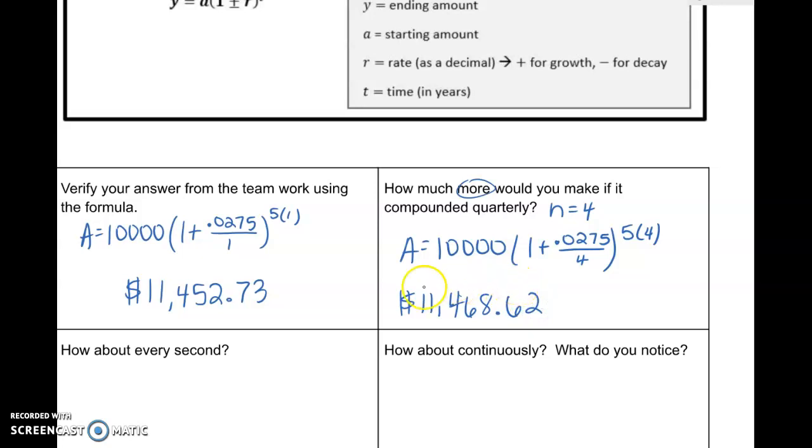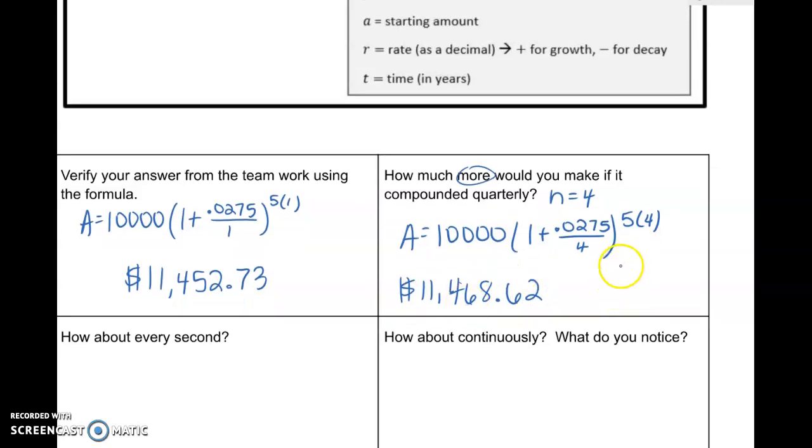So what I need to do is take this $11,468.62 and subtract my $11,452.70. And that will give me approximately $15.89. So that's how much more I would make if I compounded quarterly.